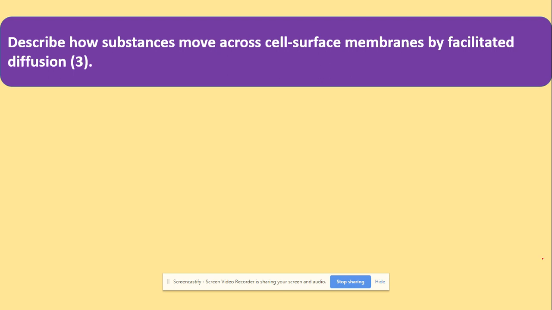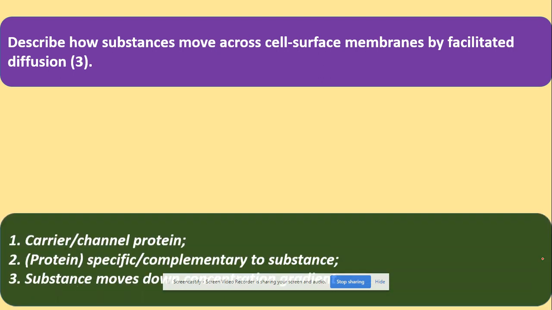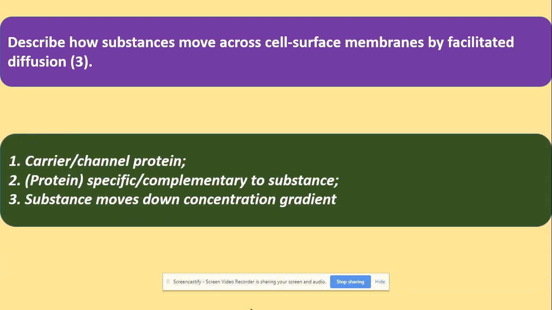Describe how substances move across the cell surface membrane by facilitated diffusion for 3 marks. So let's see if you can recall our keywords now. Carrier or channel proteins are involved. We say specific, one for each thing, complementary to the substance that they're going to carry, and down the concentration gradient. So look, not such a thing as from higher to lower. Get used to the new terminology.